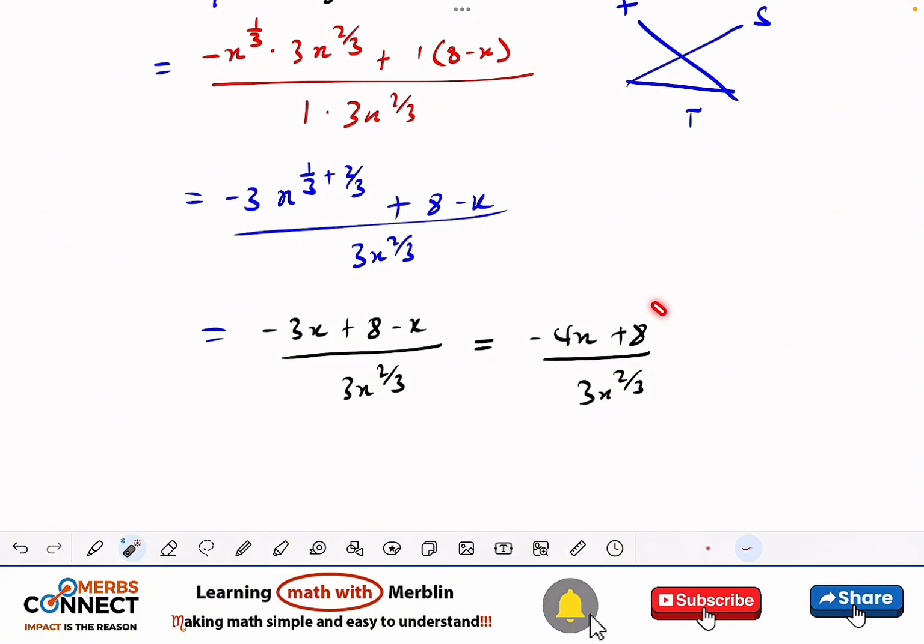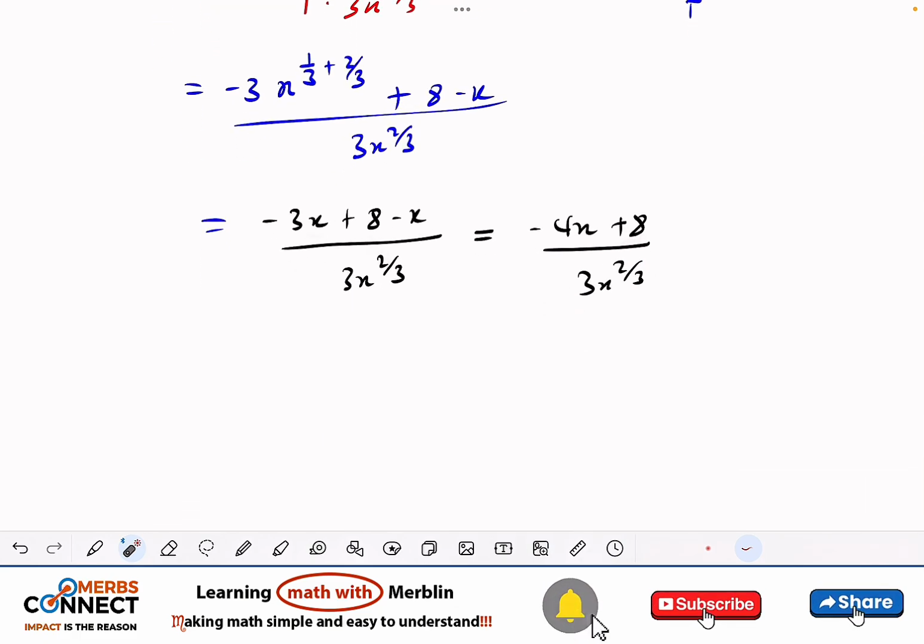Now this is a rational function, so we need to think twice. We need to think about the values that will make this one 0 and the values that will make this one undefined. Now remember that anytime we are talking about undefined, we are looking at the denominator, right? And anytime we are looking at the values that will make the function 0, we are looking at the numerator. So anytime we are talking about zeros, we look at the numerator, and anytime we are talking about undefined, we look at the what? The denominator.